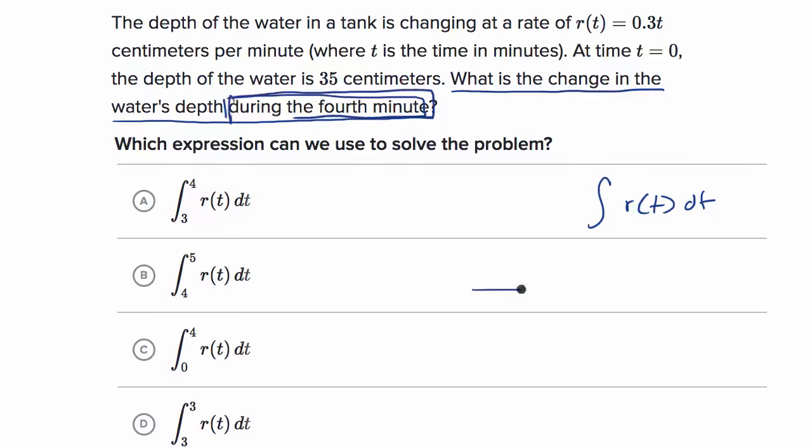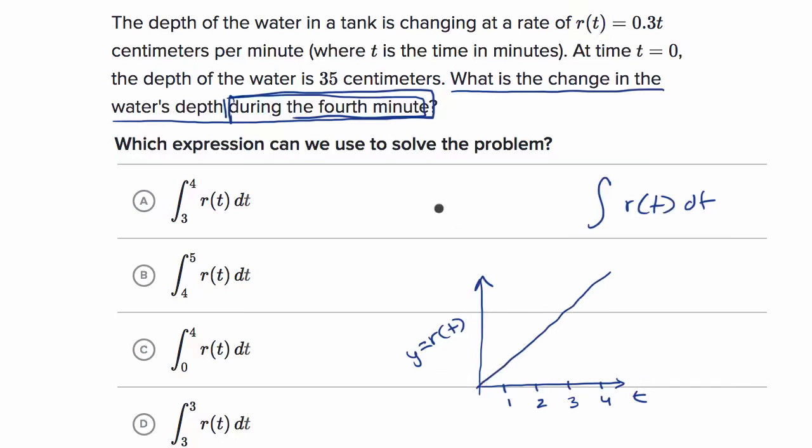So let me just draw a little number line here and we could think about what the 4th minute looks like. Or actually, let me just draw the whole thing. Let's say this is R of t, or you could say y equals R of t, and this is t. The first minute goes from 0 to 1, the second minute goes from 1 to 2, the third minute goes from 2 to 3, the fourth minute goes from 3 to 4. The rate function looks like a straight linear rate function, something like this.